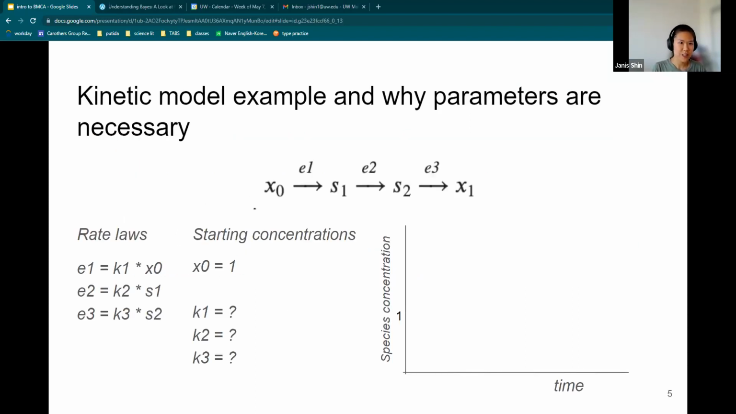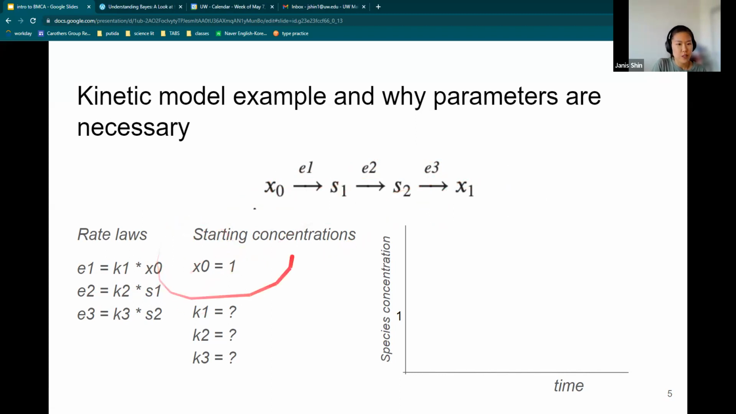The point of getting a kinetic model is to be able to predict where the control points are. And so this is just an example of how that's the case. Here we have a very small pathway, just an example linear pathway. And if I told you that these reactions E1, E2, and E3 follow the mass action rate laws, where K1, K2 and K3 are the rate constants, and X0 is the substrate concentration, and so on and so forth.